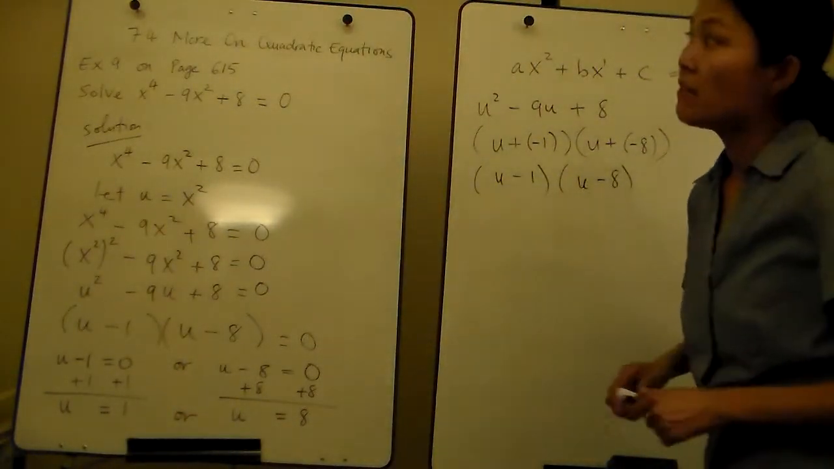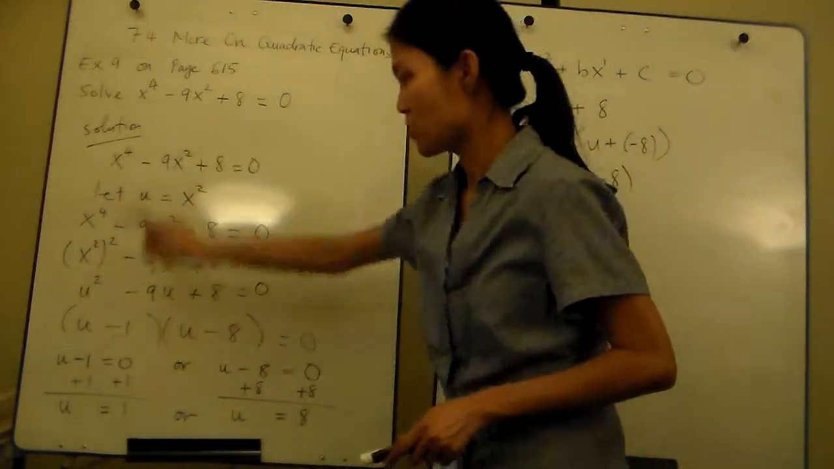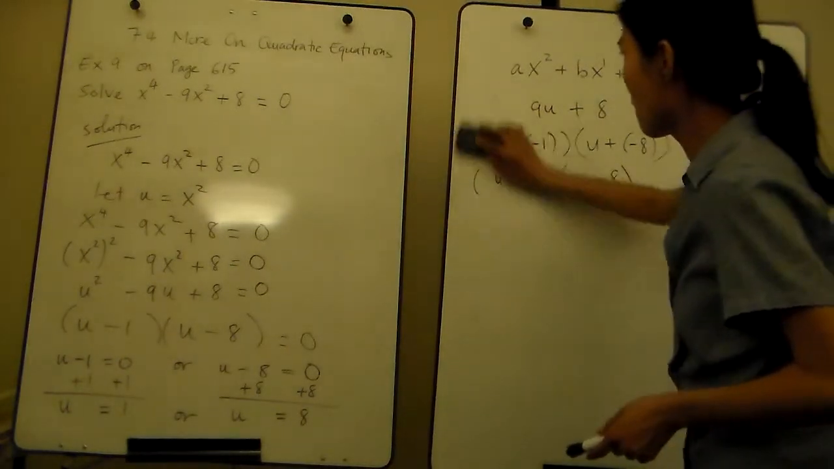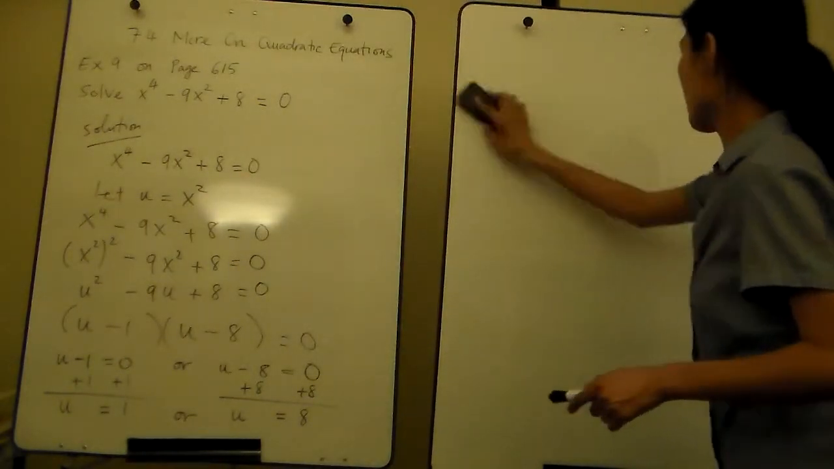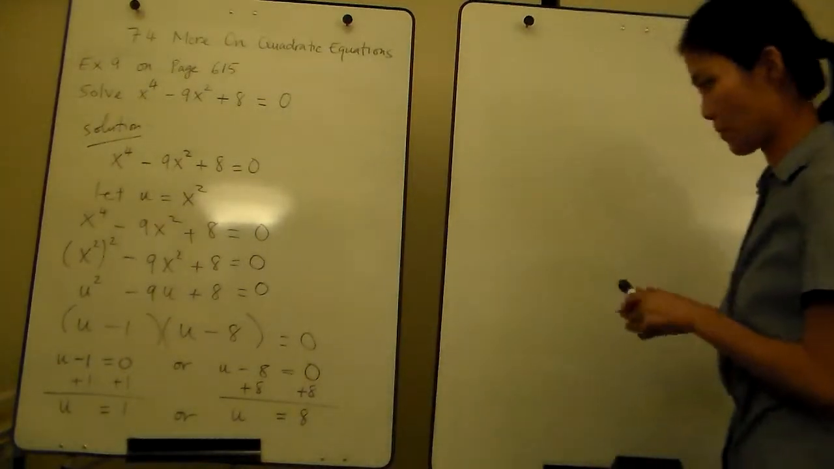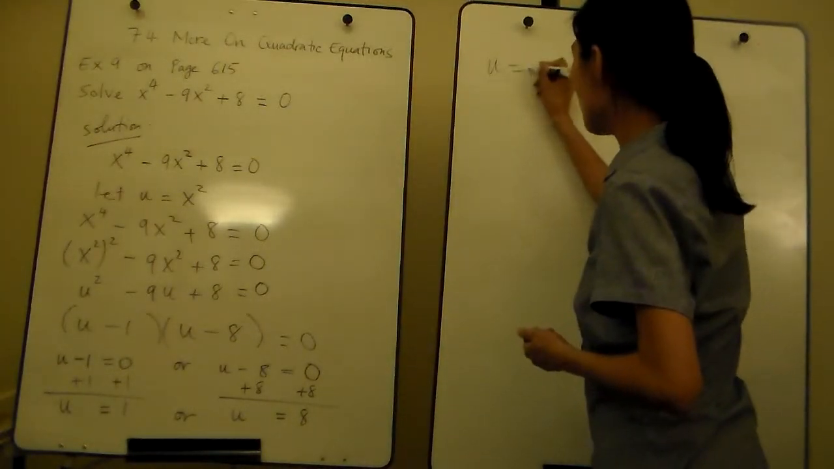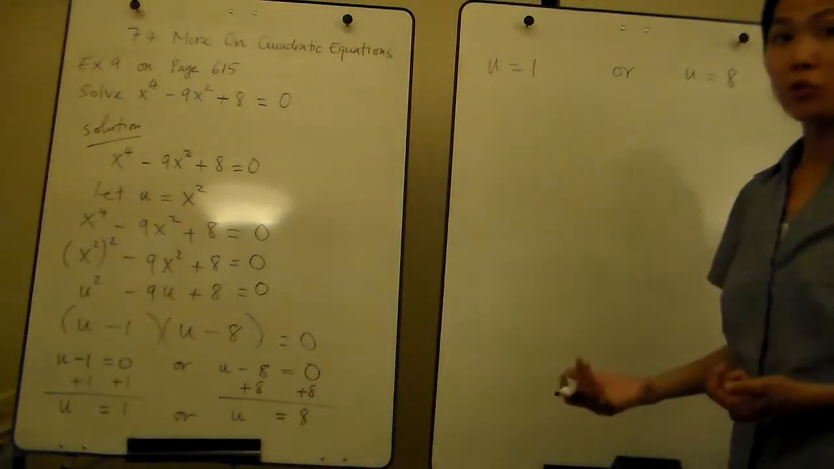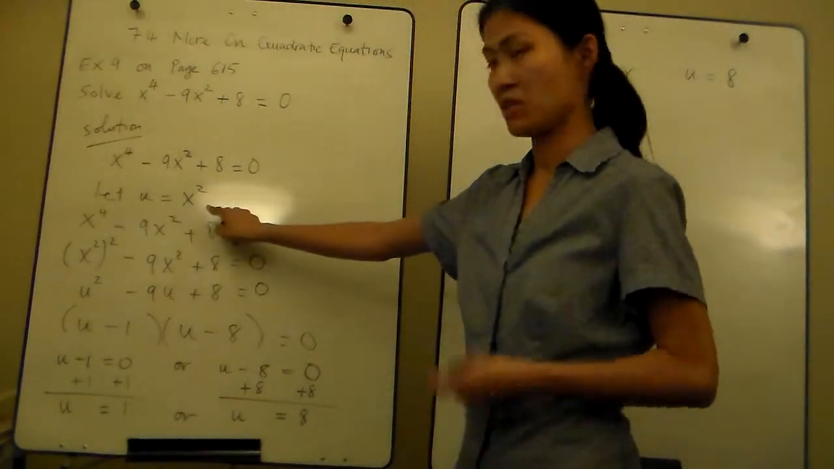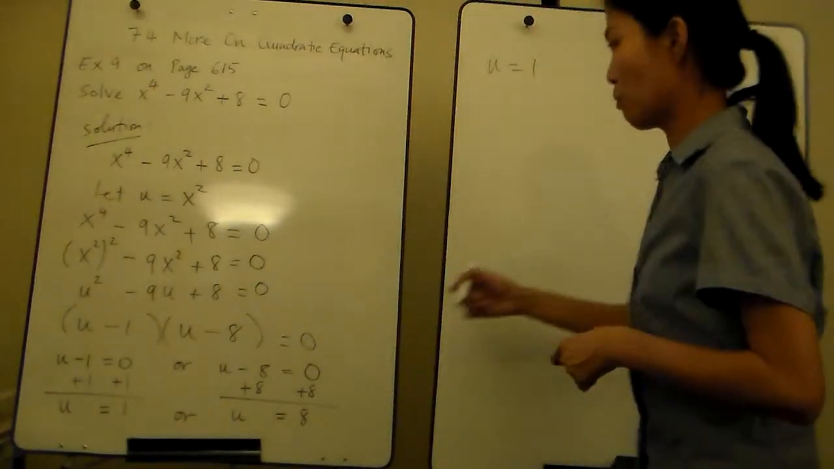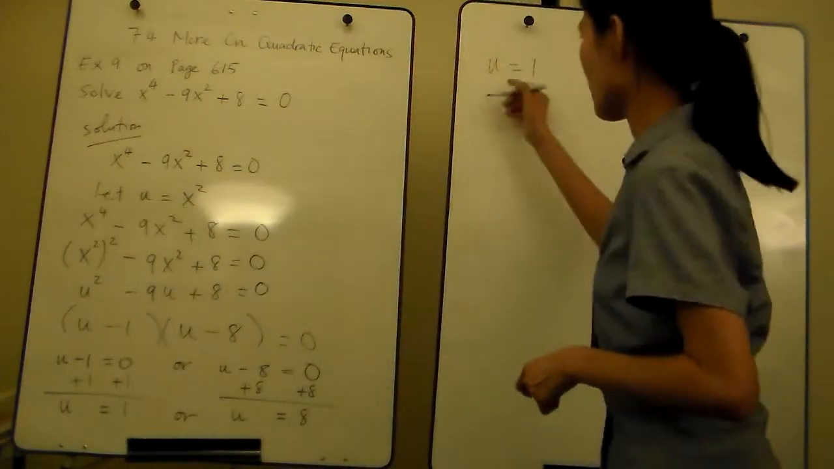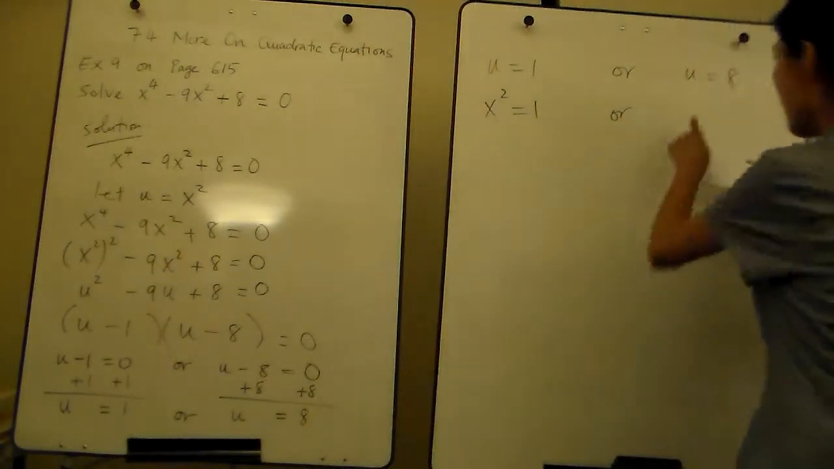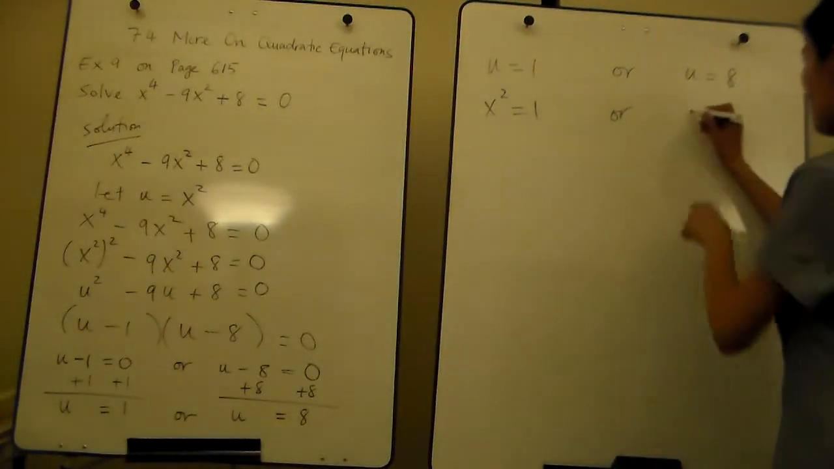Notice that we're given an equation in terms of x, not u, so make sure you continue because you're not done yet. Let me continue from here. So we have u equals 1 or u equals 8. Now what is u? u is equal to x squared. This is the assumption that we made. So replacing u with x squared equals 1. Same thing here, replacing u with x squared.